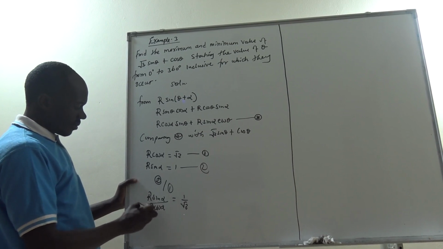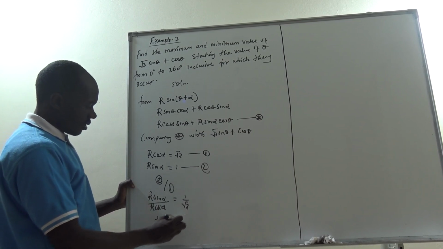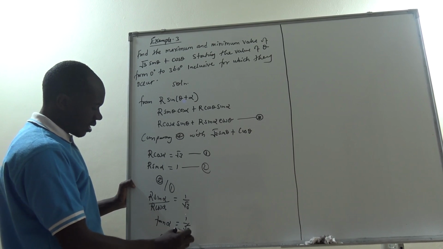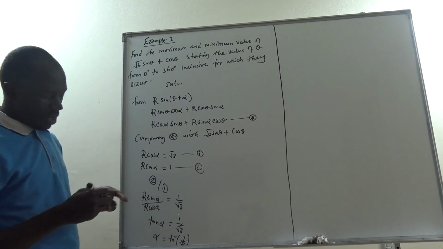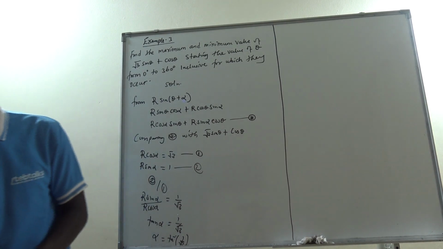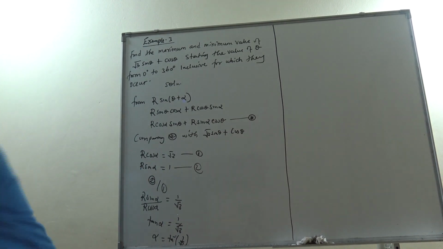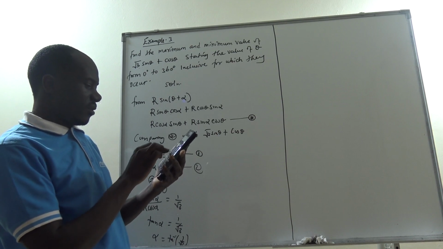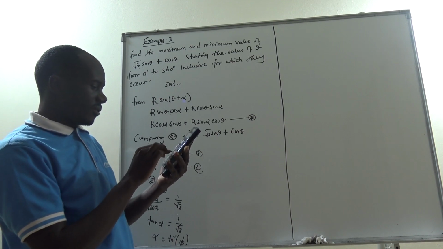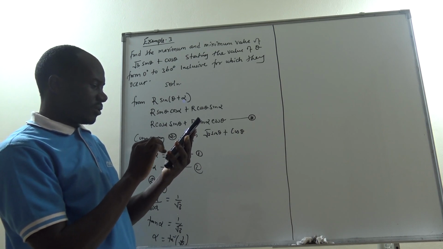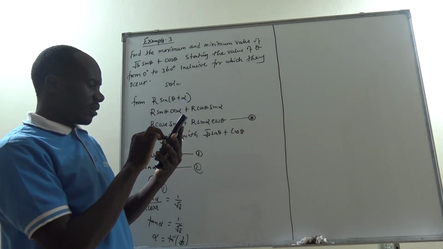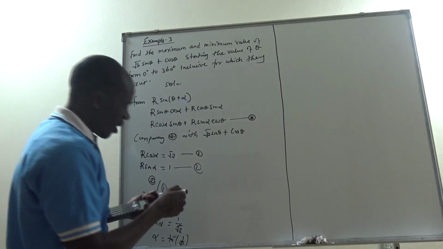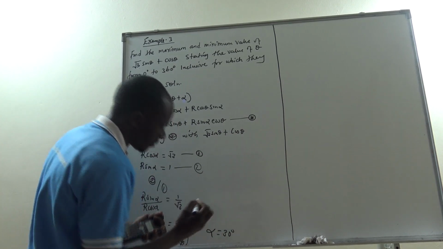So what do we have here? We are having tan alpha equals 1 over root 3. So what is alpha? We get the tan arc of 1 out of root 3. Let's press on our calculator. We look at the tan arc, 1 out of the root of 3. We are coming out with 30 degrees. So our angle alpha here is 30 degrees.